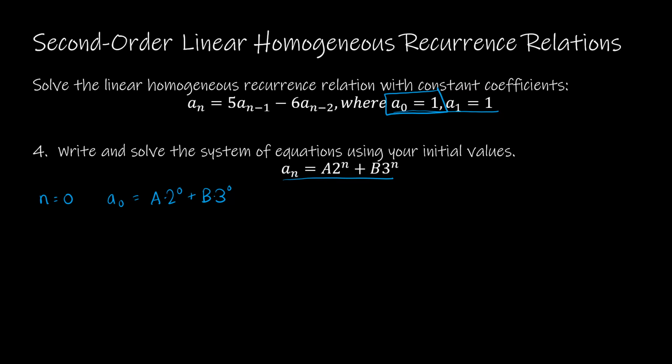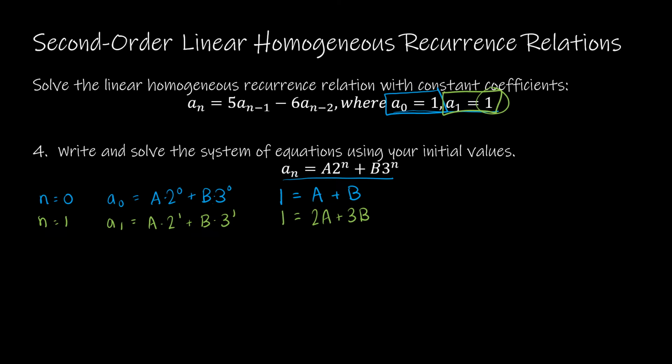I'm going to actually write this over here. 1 is equal to 2 to the 0 is 1, so that gives me 1a. And then 3 to the 0 is 1, so that gives me 1b. And then I'm going to do the same thing for n is equal to 1. So that gives me a sub 1 is equal to a times 2 to the first plus b times 3 to the first, which reduces to 1 is equal to 2a plus 3b.